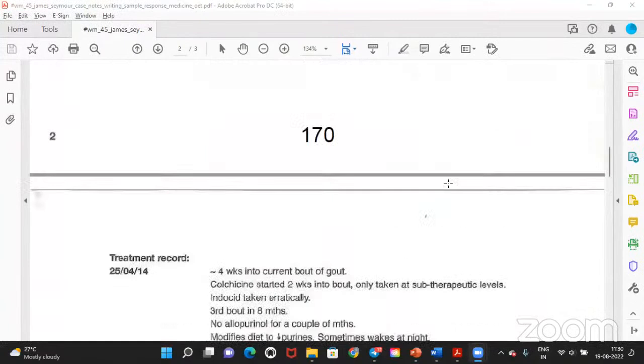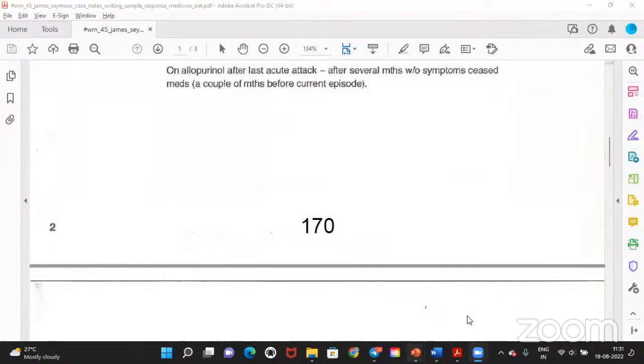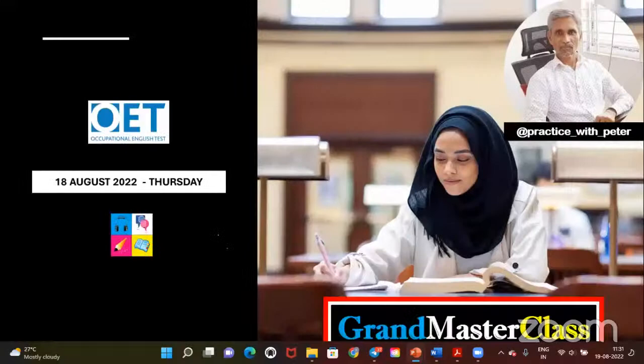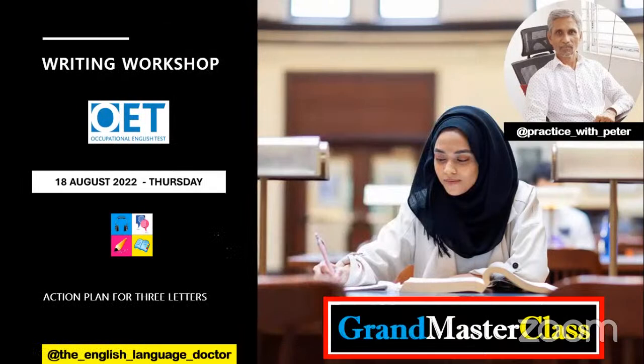Because I'm giving three letters. So in the writing workshop, we're going to have three letters. So, an action plan for three letters. That's it. Okay, so we are going to have the best things out of this session today.